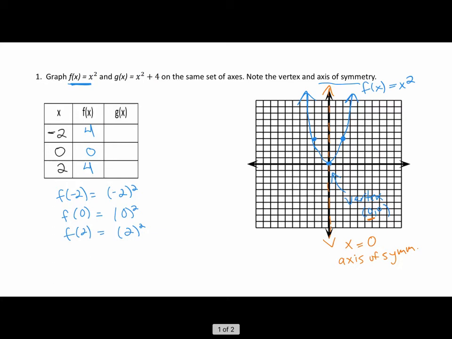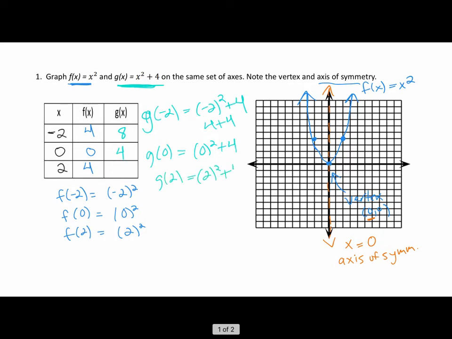So now we want to look at g of x, which is x squared plus 4. And if we were to evaluate that function at -2, that's going to be -2 squared plus 4. So 4 plus 4 is 8. For evaluating this at 0, that's 0 squared plus 4. So 0 plus 4 is 4. And at +2, that's going to be 2 squared plus 4. So 4 plus 4 is 8.